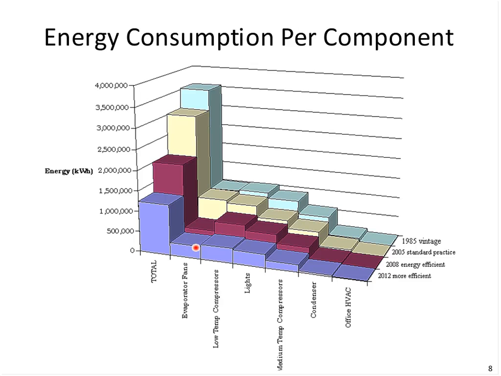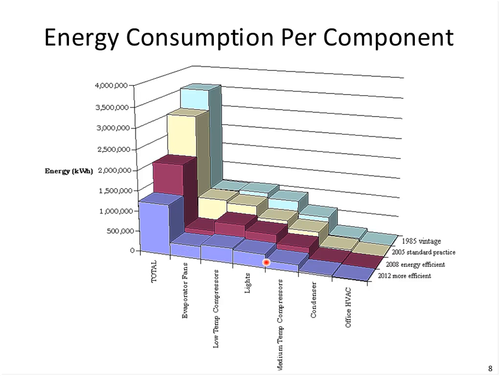And then in the 2012 most efficient, we've got a continued improvement in fan motor efficiency, permanent magnet, brushless DC motors. We've added variable speed to the low temperature compressors. Lighting has gone to LED lighting, and there is a continued improvement on the condenser fans.